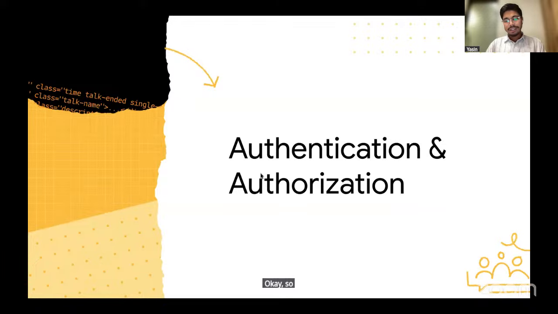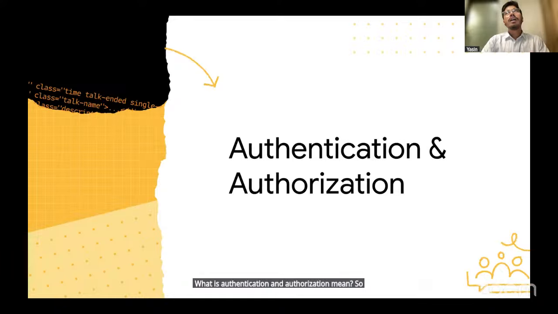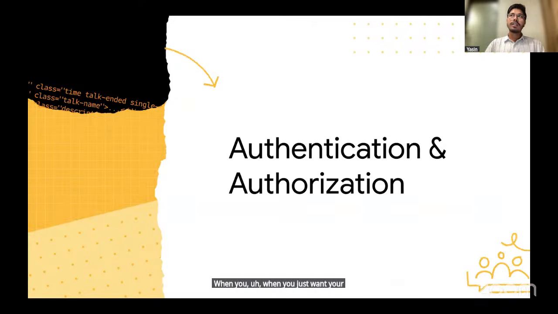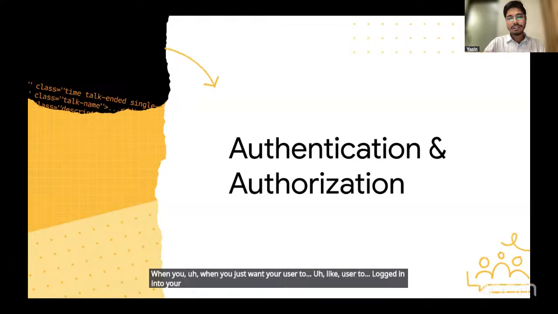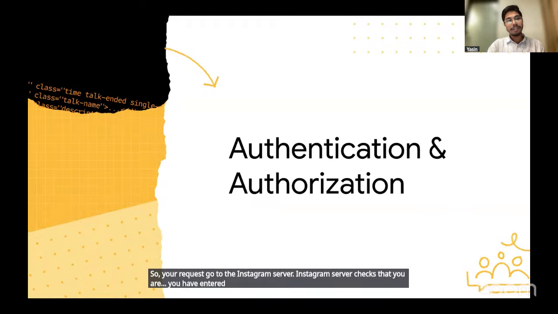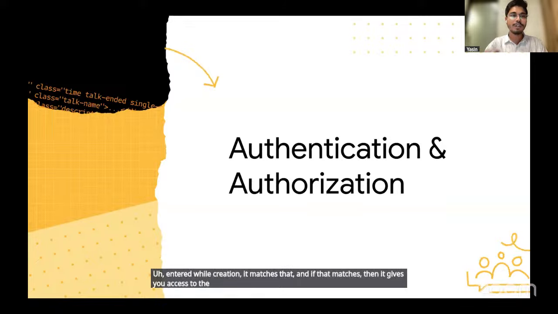Okay, so before understanding how these things work, we'll be discovering what authentication and authorization mean. I'll explain with a simple analogy. Authentication is when you want your user to log in to your system, or you want to validate that this user is an authentic user, a genuine user. If you take the analogy of the Instagram app, you have your account there, your username and your password. When you come to log in to the Instagram application, you give your username and your password, and you click on login. Your request goes to the Instagram server, which checks that you have entered the right username and the right password that you entered during creation. It matches that, and if it matches, then it gives you access to the platform. So that is called authentication.